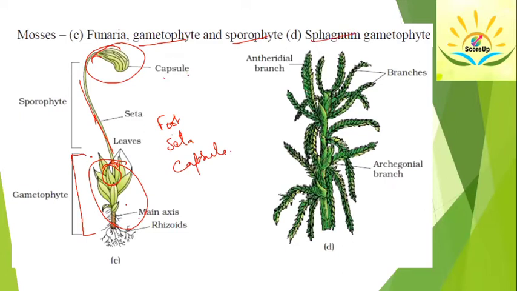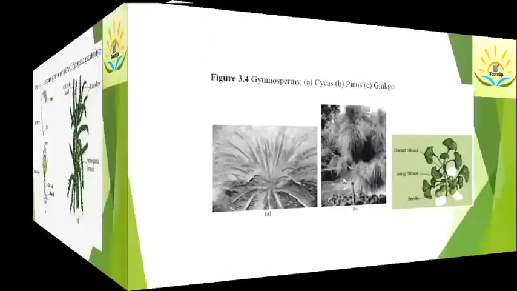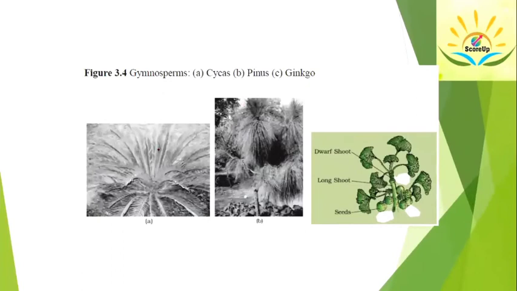Then Sphagnum. In Sphagnum there are only two structures: archegonial branch and antheridial branch. The antheridial branch is in the apex region. The archegonial branch is in the bottom region. Then next is Gymnosperm. Gymnosperm Cycas is a small one, a shrub-like structure. This is Pinus, the pine tree, which is very big. This structure is called Ginkgo biloba.